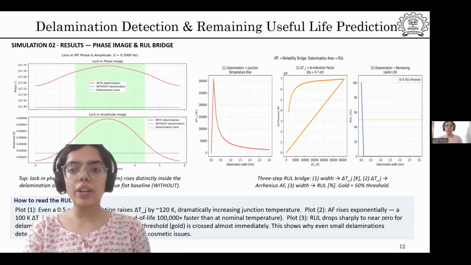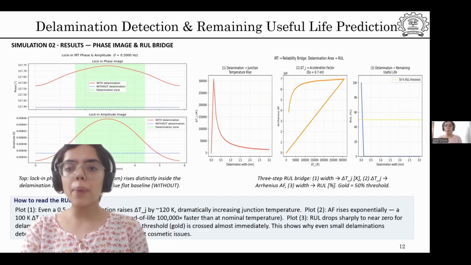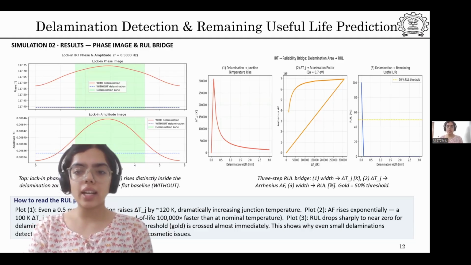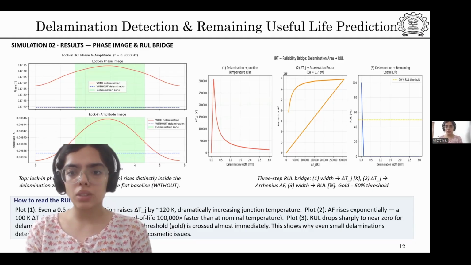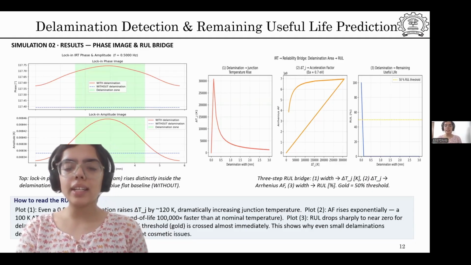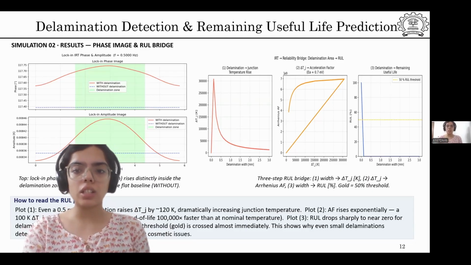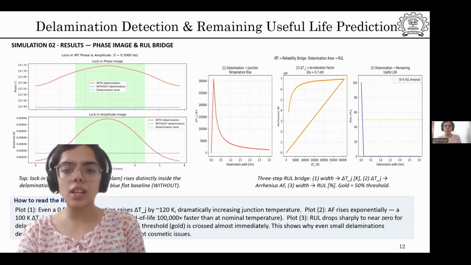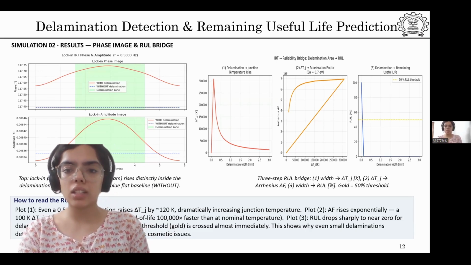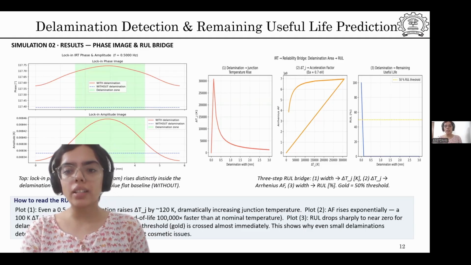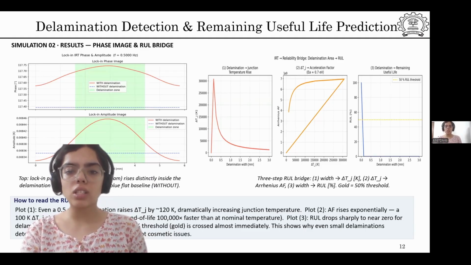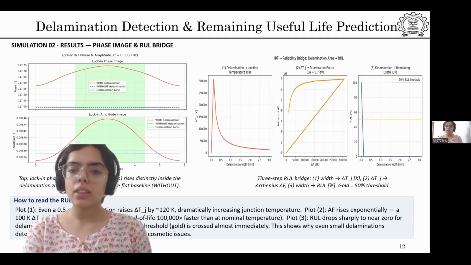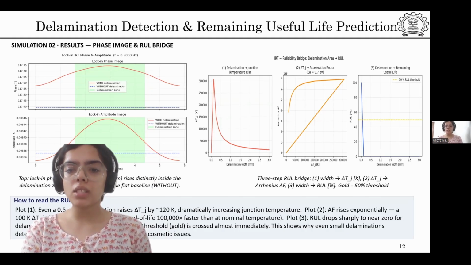On the left are the lock-in demodulation results. The top panel is the phase image. The red line is with the delamination, and the blue dashed is without. Inside the delamination zone, that is the green shaded region, the phase with delamination rises distinctly above the flat baseline. That is the IRT signature. The air gap blocks the heat flow, creating a local phase anomaly directly over the defect. The amplitude image below confirms the same effect.